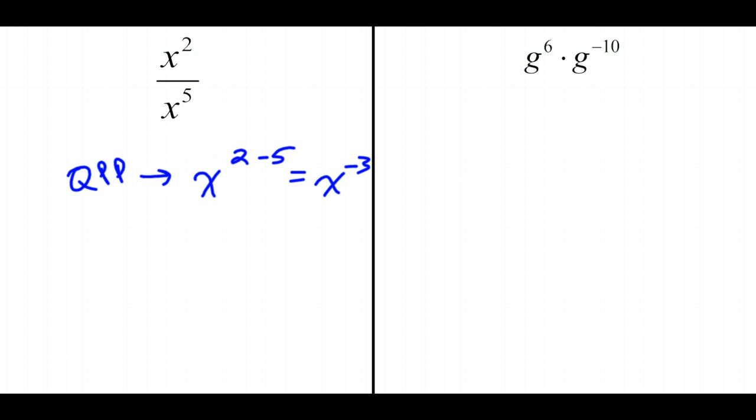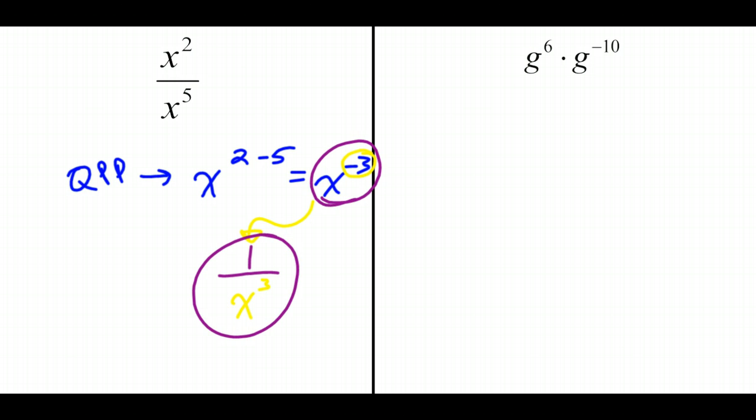Now, because our exponent is negative, that means we are going to take this power, x to the third, get rid of the negative sign, and put it in the denominator of a fraction. Because right now we just have x to the negative third, so x to the negative third is 1 over x to the third power, or 1 over x cubed.